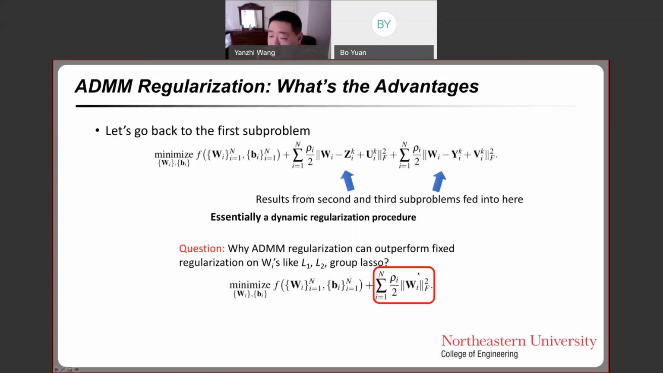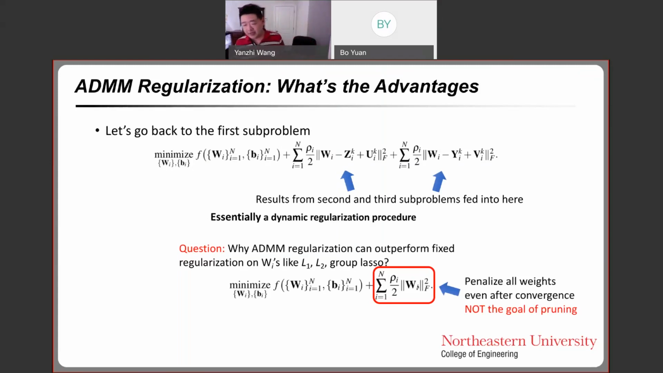As we can see, you can apply regularization here to penalize all the weights and try to find sparsity. What we want to point out is that if you want to prune only 10%, 20% of the weights, it's maybe okay. But if you want to prune 5 times, 10 times of the weights, then this is very damaging. The conventional regularization is not the same goal as finding sparsity, because it's going to penalize all the weights, even after convergence. This is not the goal for pruning.